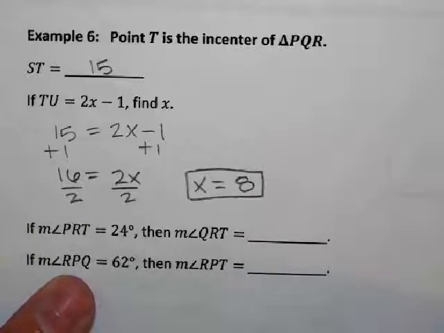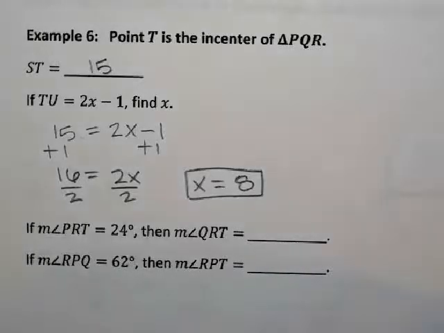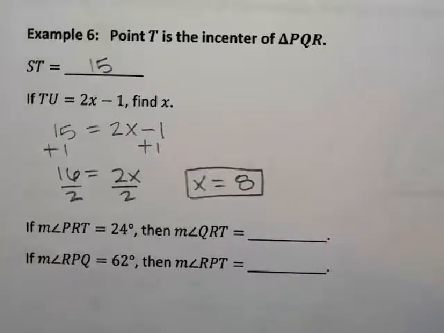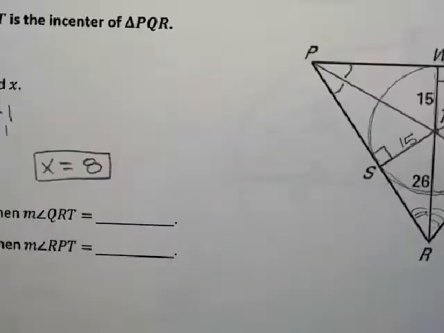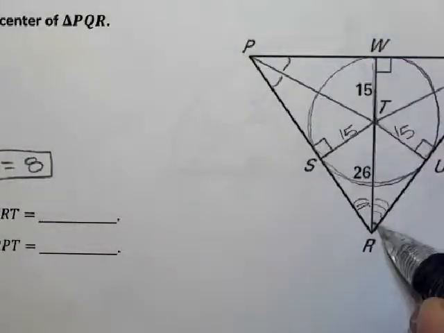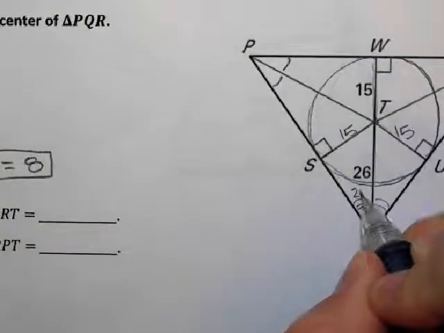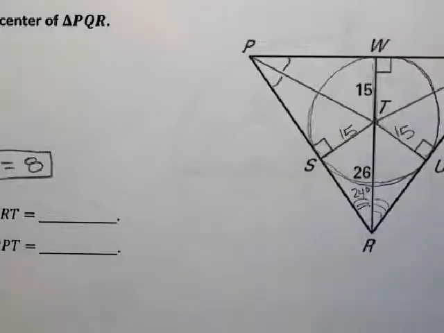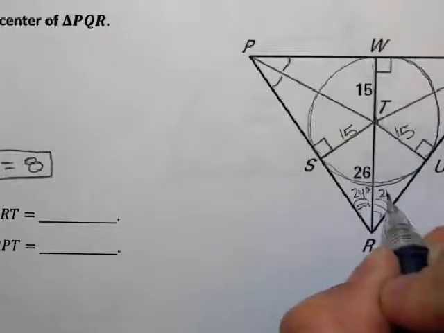Okay, then we've got PRT is 24. So PRT is just half. That's 24. So if that's 24, then this is 24, because it's an incenter. So they said if PRT is 24, then QRT is 24.